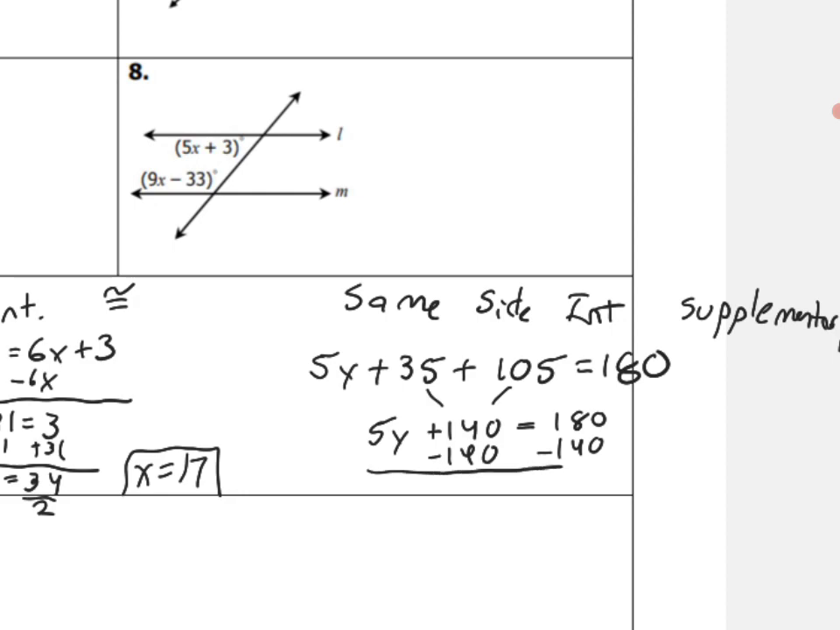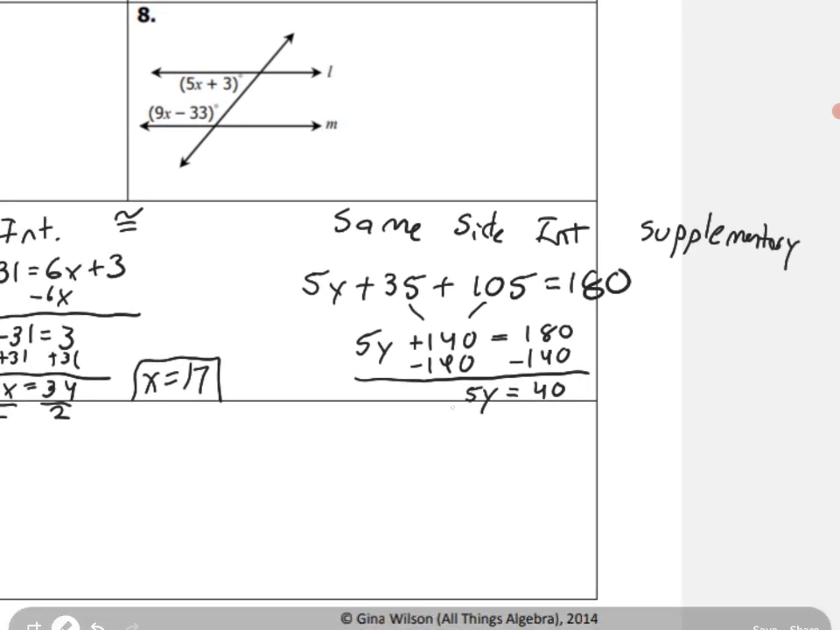I'm going to use subtraction. I'm going to say, okay, 5y equals 180 minus 140, which is going to give me 40. And then lastly, I've got to divide each side by 5, and I'll get y equals 8.